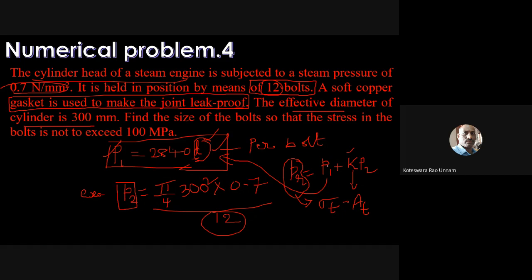If it is only initial tightening, that means this is not there. In that case also our formula for P1 is sigma T into AT. If you have only a complete external load, then in that case also the formula is sigma T into AT is equal to P2. Whenever resultant load is there, your PR is equal to sigma T into AT. So sigma T is already given to you in the problem data, that is 100 MPa. You can take this, but this AT is also unknown for me.